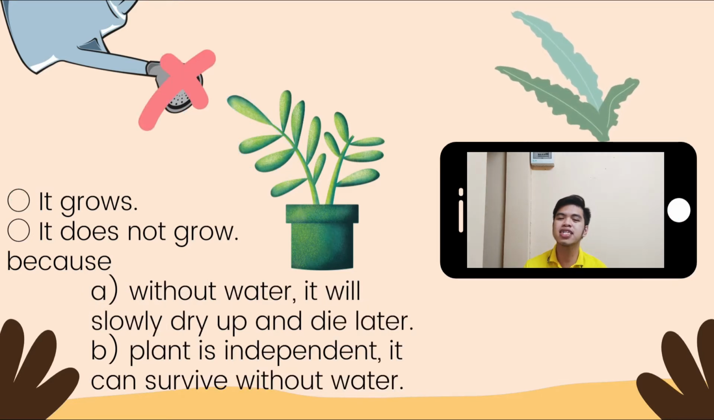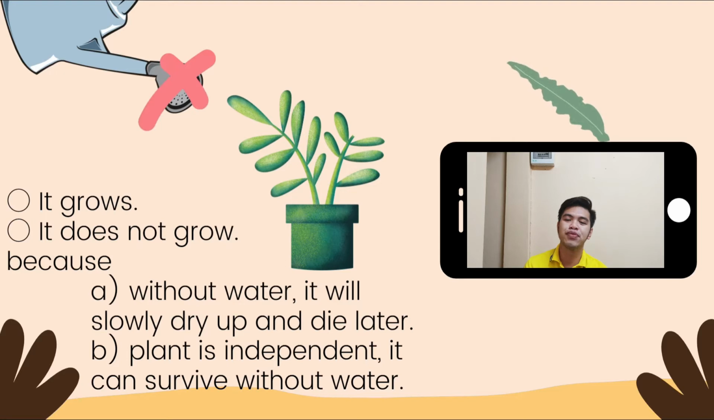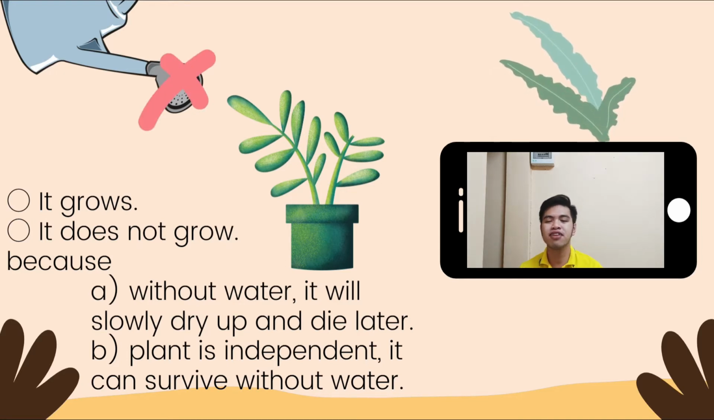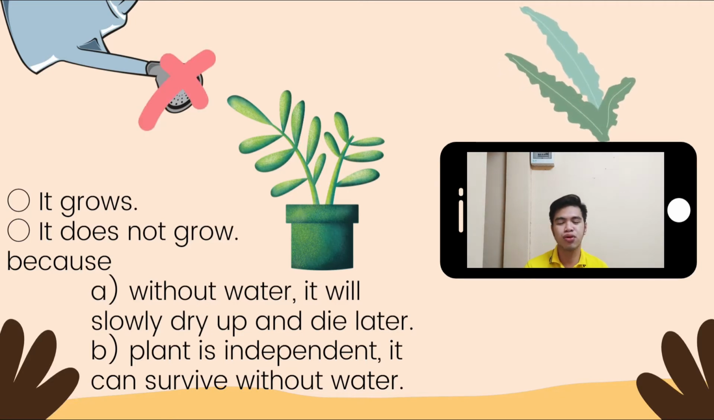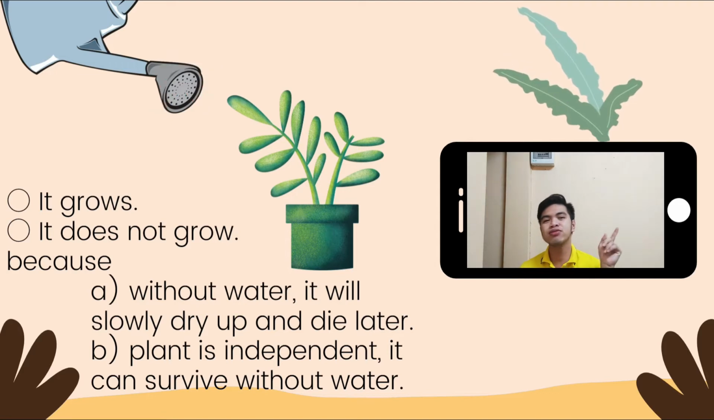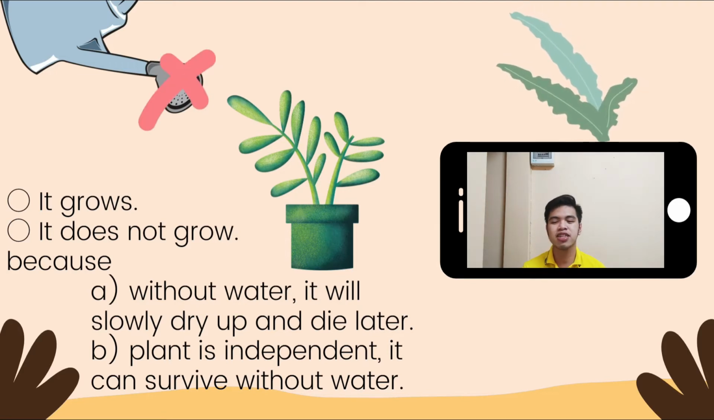Okay, here we can see that we're not watering the plant. So what will happen if we don't water the plant? Is it going to be letter A, it grows, or letter B, it does not grow? So if it's going to grow, you're going to check it grows. And if you think that it will not grow, you're going to check it does not grow. Alright? So what do you think is the answer?